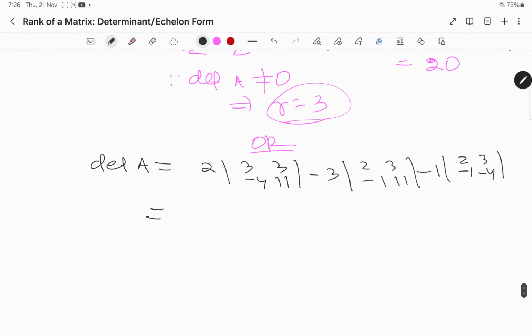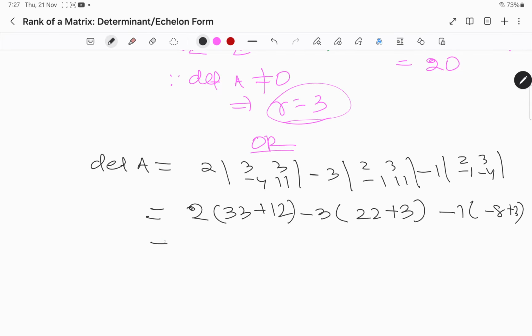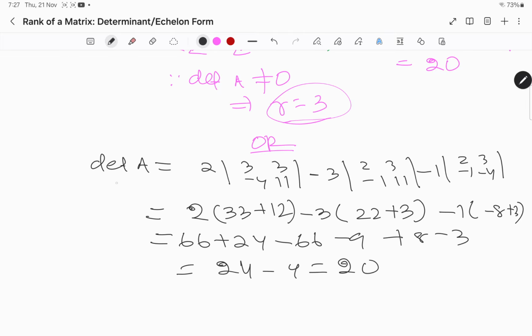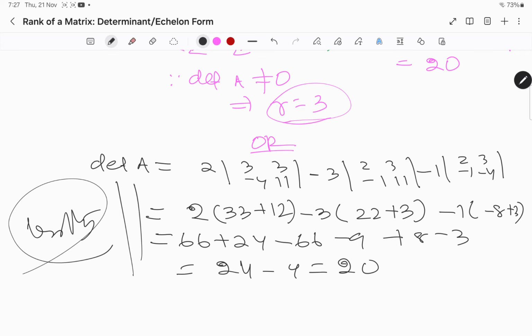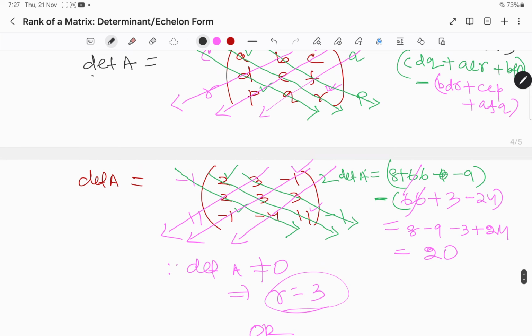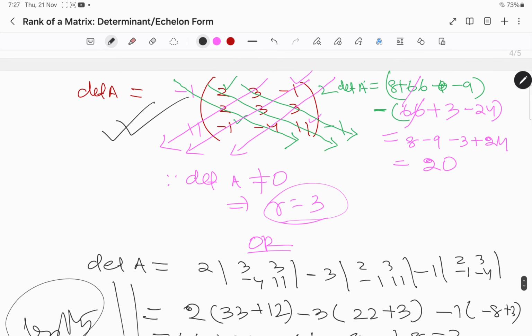If I simplify it, it will give me 2 into 33 plus 12, and similarly minus 3 into 22 plus 3, and minus 1 into minus 8 plus 3. If I simplify it, 66 plus 24 minus 66 minus 9 plus 8 minus 3. So this is 24 minus 4 is equal to 20. Okay, it is lengthy here, and you may commit mistakes during calculation. So you should get this determinant in a shortcut way like this.